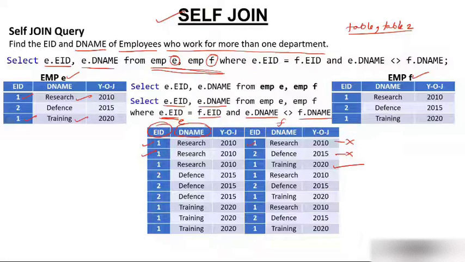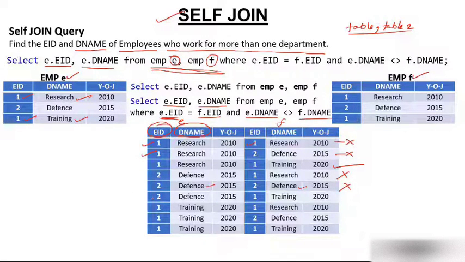Okay, then is this EID equal to this EID? No. First condition is false. Okay, is E.ID equal to F.ID? Yes, this ID is equal. Is this not equal? No, they are also equal. So we will not include this, and we will not include this.